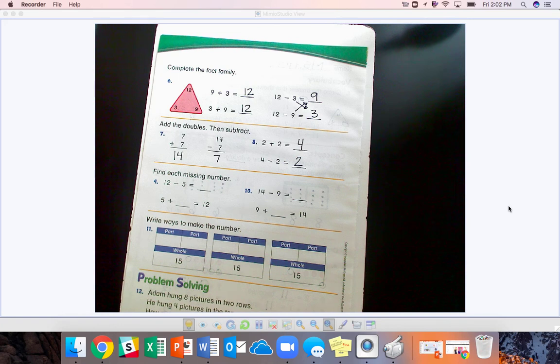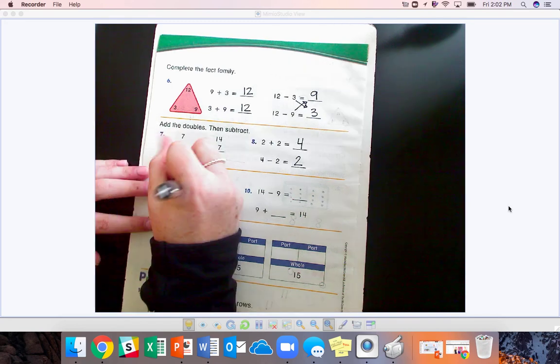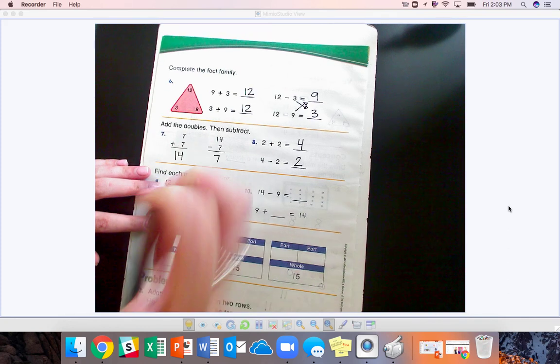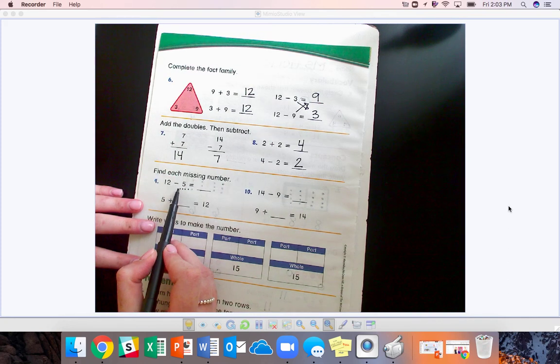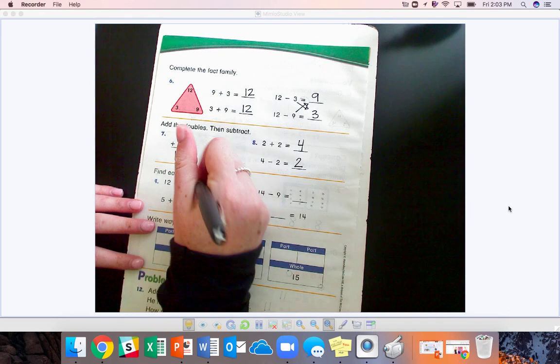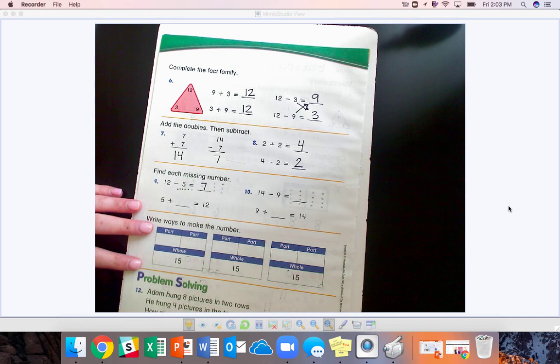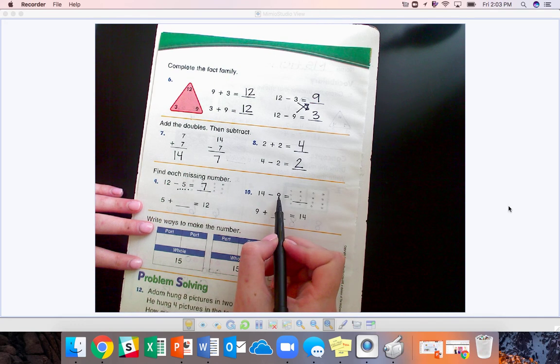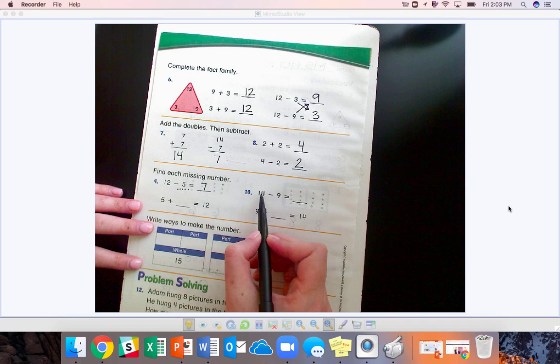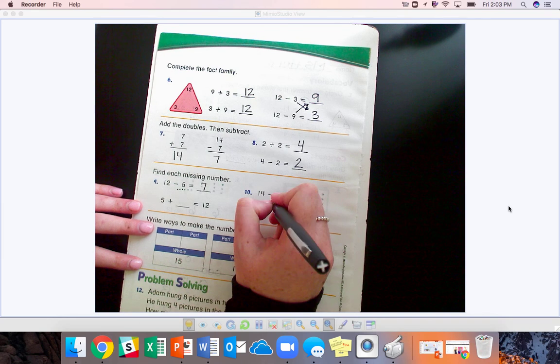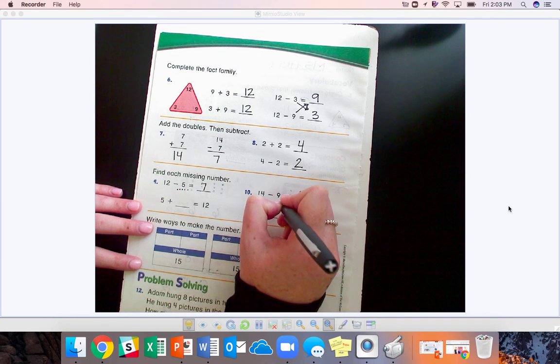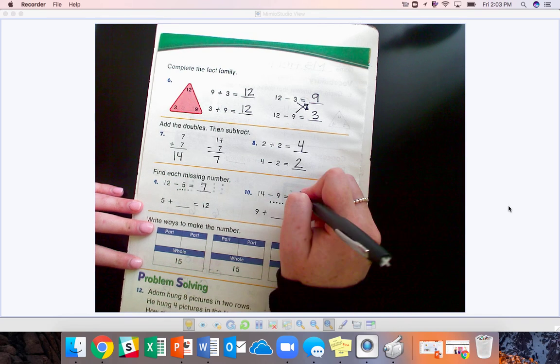Find each missing number. 12 minus 5. Now this is a review, so you can use a number line, count backwards, draw dots, whatever strategy that you find most helpful. 12, 11, 10, 9, 8, 7. 12 minus 5 is 7. 14 minus 9. I could count backwards, or I could count from 9 to 14. 9, 10, 11, 12, 13, 14.